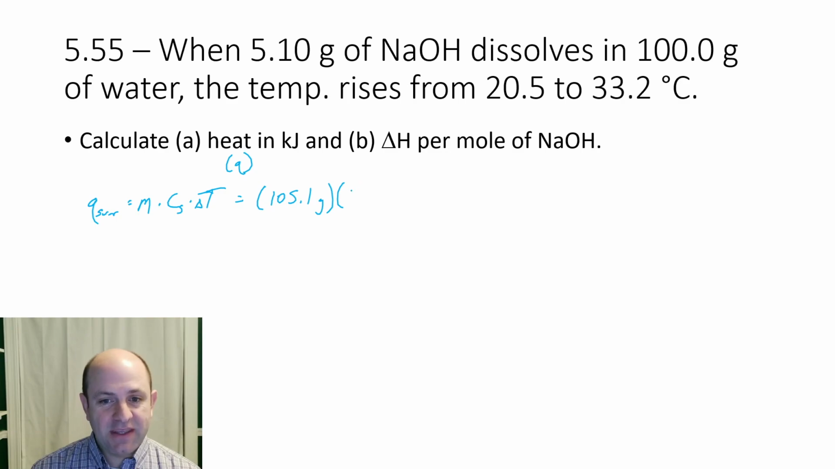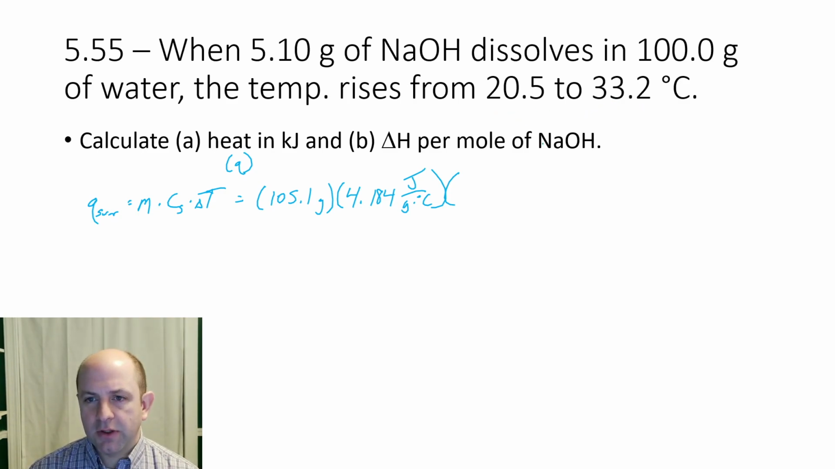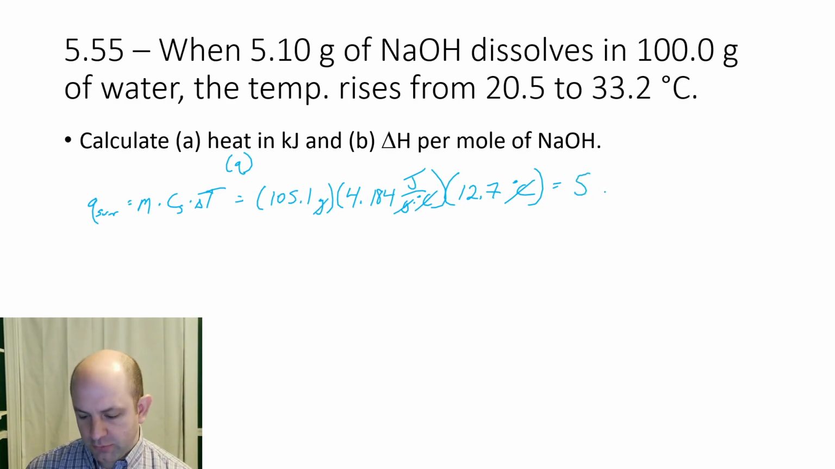Our specific heat, as we said, was 4.184 joules per gram degrees Celsius. And then our delta T, always final minus initial. So that looks like 12.7 degrees Celsius. And so we'll just plug all that in and multiply it out: 105.1 times 4.184 times 12.7. Now you're going to get a large number, but if you notice, Celsius cancels out, gram cancels out. We're in joules here.